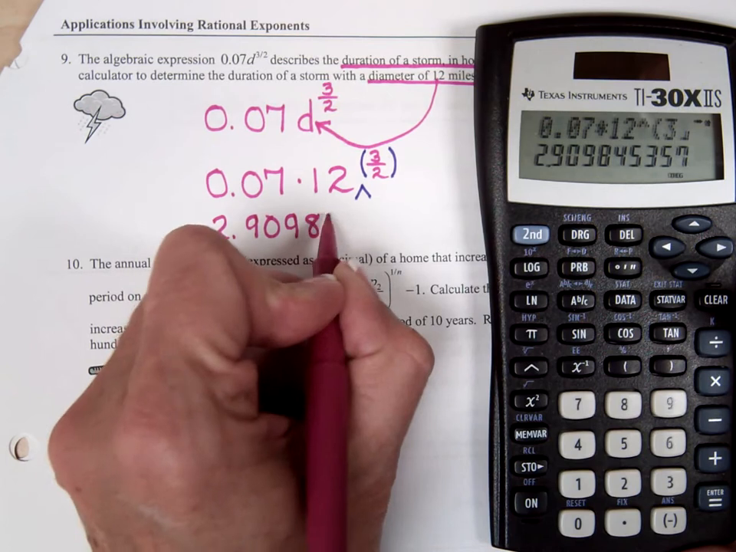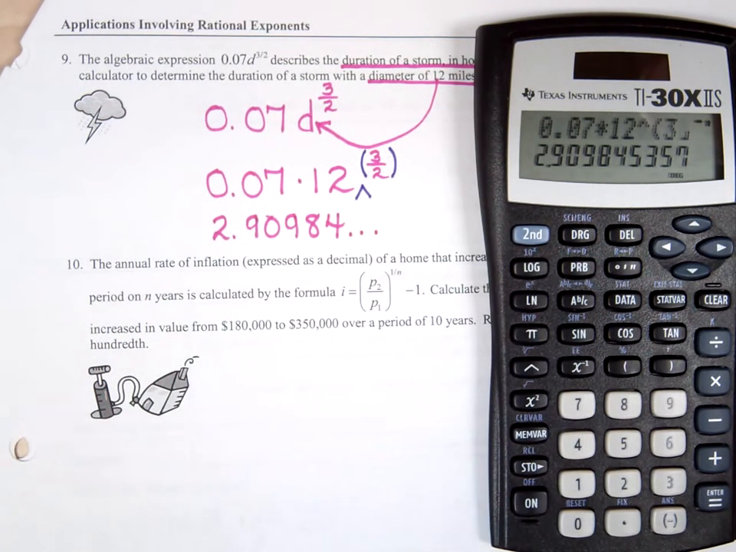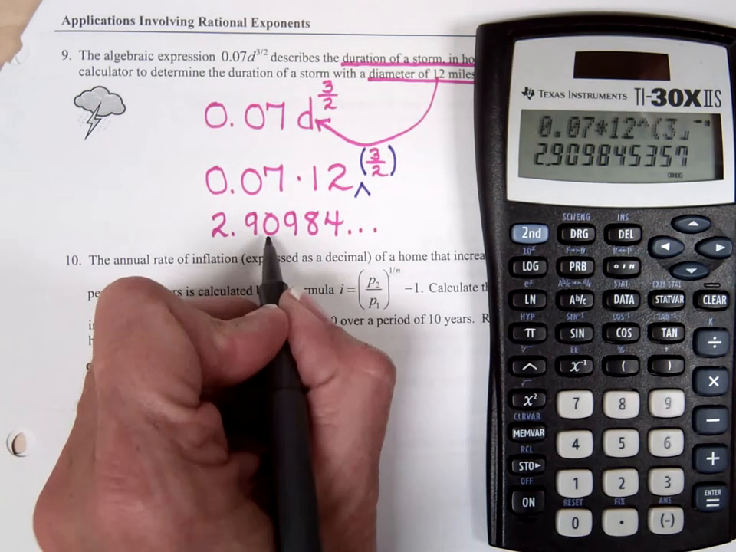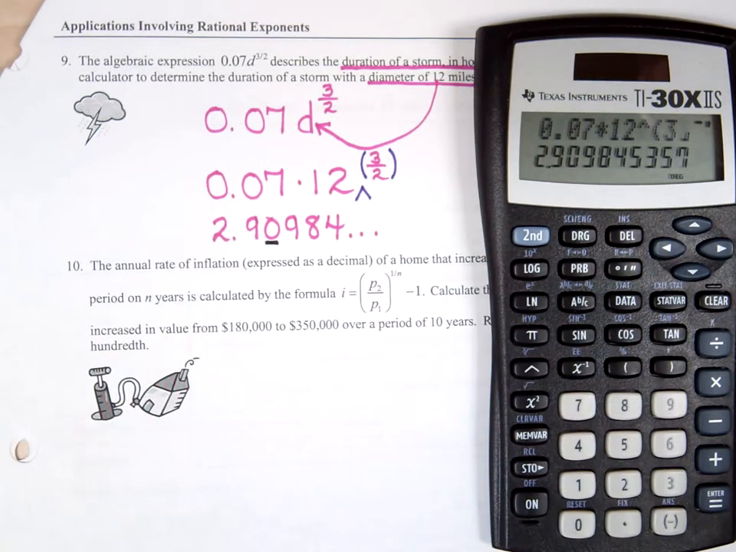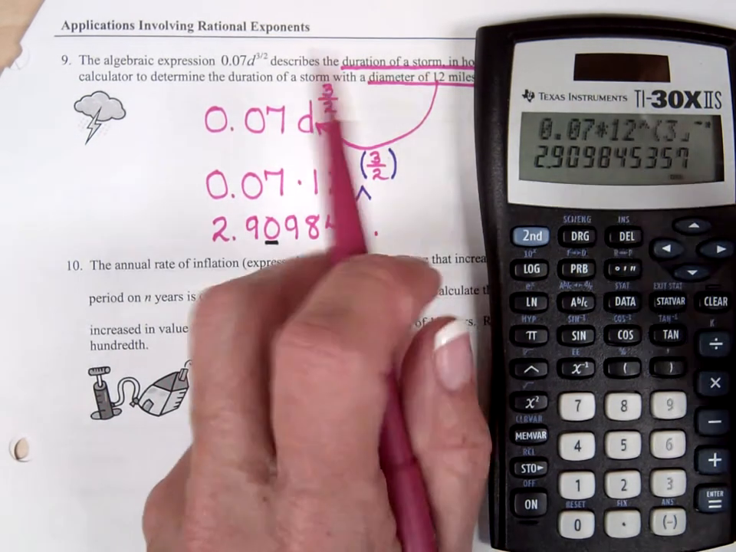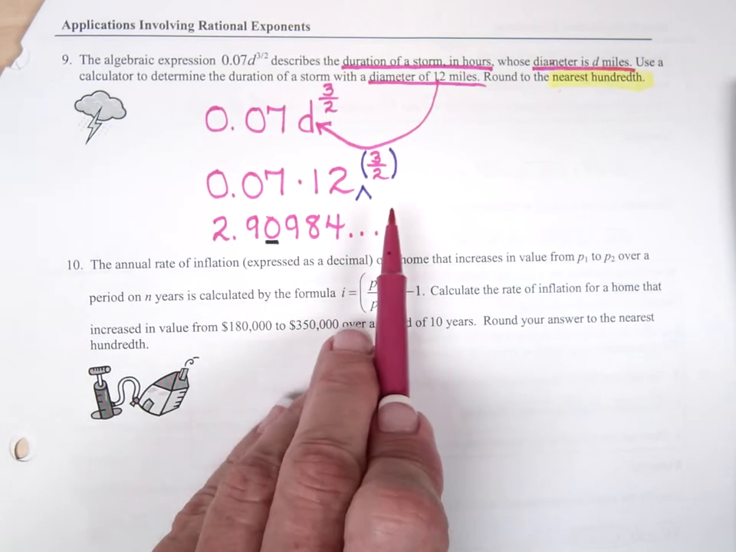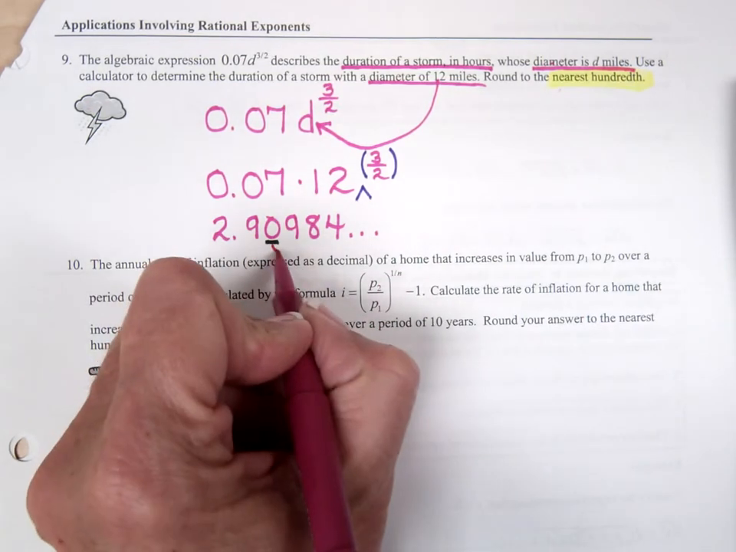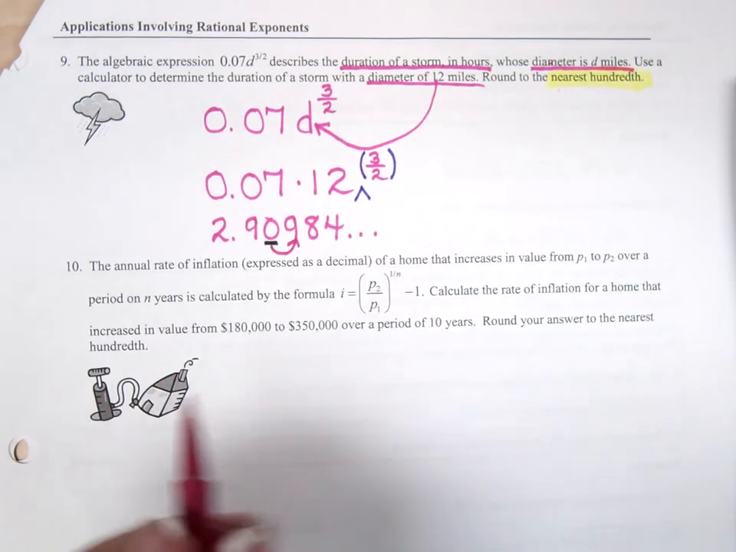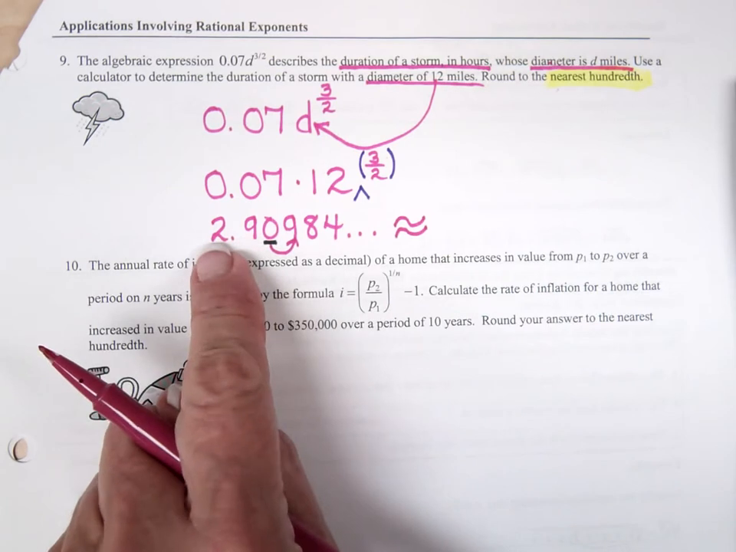2.90984 and so on. And rounding to the nearest hundredths. Remember, when we're rounding, this is tenths, this is hundredths. So we say to ourselves, does that stay 0 or does it become 1? Those are the only choices. Underline the place value and then ask yourself if it stays that or goes up 1. Because it's followed by a 9, it's going to go up 1. So we'd write approximately 2.91.